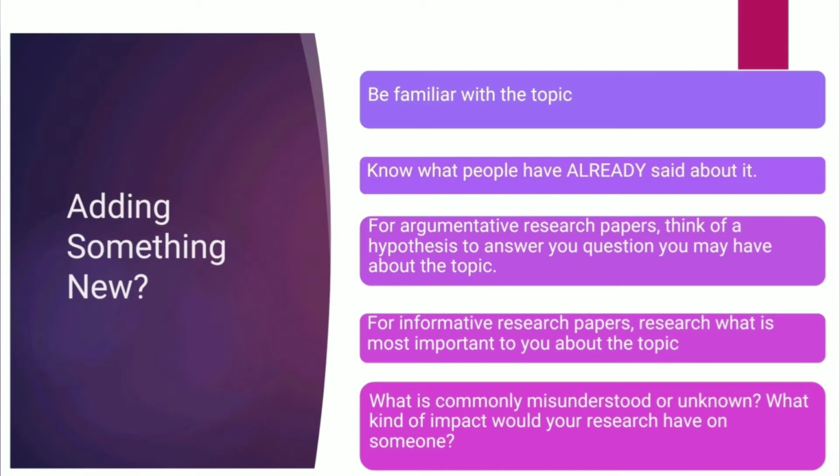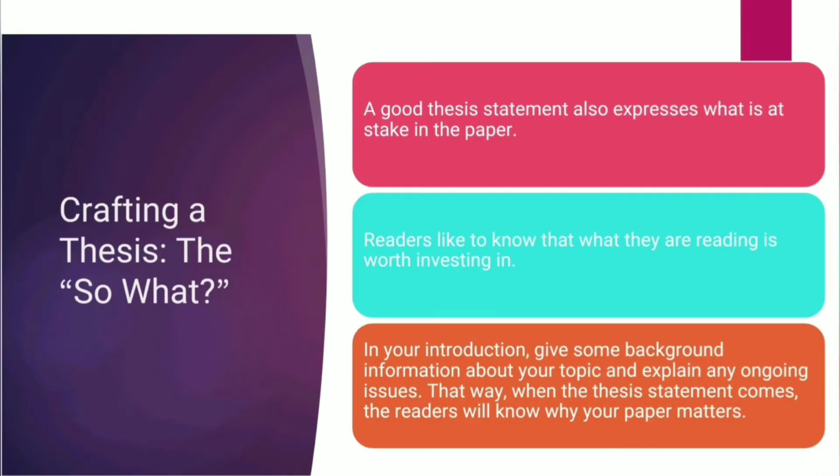For an informative research paper, you want to know what is most important about the topic to you. How you see the topic could be different from how all the other people see the topic, and what you find to be most important is probably different from what other people find to be the most important. You could ask yourself questions like, what is usually misunderstood about my topic? Or how would this impact somebody if they learned about it or if they understood it? Why does this topic matter? Why is it important? And then that would put a unique spin on what you're discussing. Really, we want all of our papers to show why they are important and why they should be read.